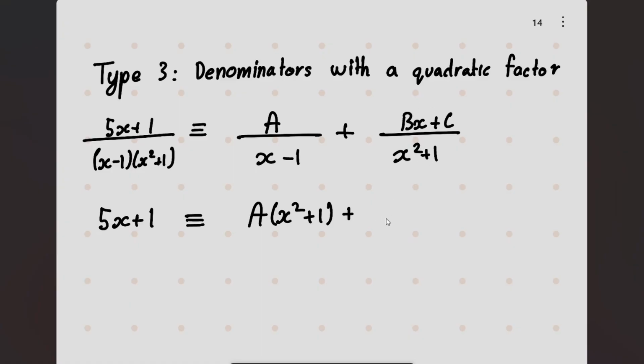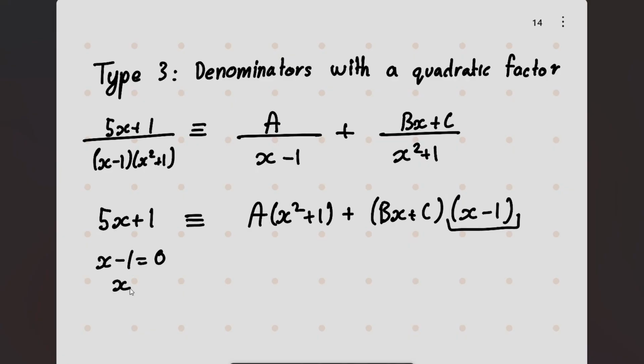And for bx plus c, you're just going to have bx plus c multiplied with x minus 1. So here you can also use the same method, but first we're going to look at this one, because this is easier to deal with. So you're going to have x minus 1 is equal to 0, and x is just equal to 1.